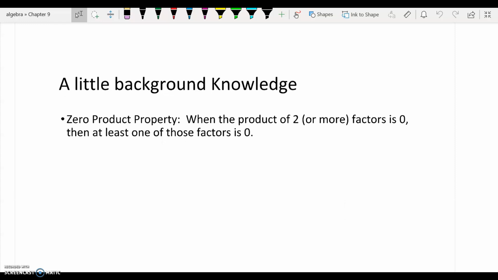So a little background knowledge: the zero product property. When the product of two or more factors is zero, then at least one of those factors is zero. All right, so really what we're doing here is setting individual parts equal to zero to solve the quadratic function.